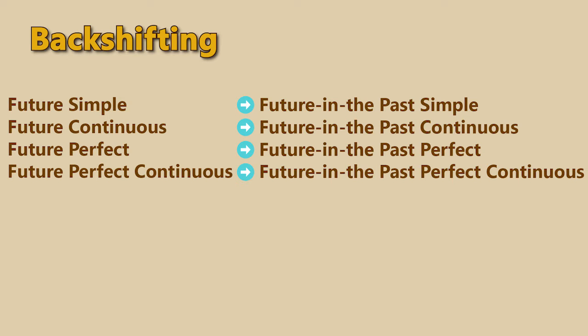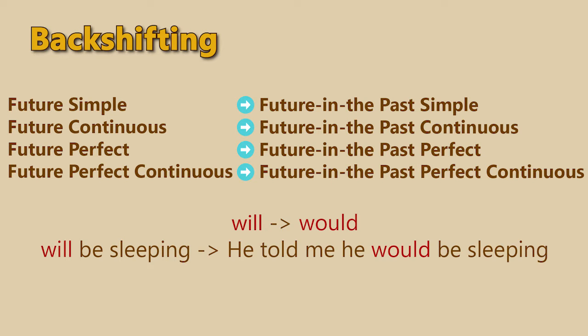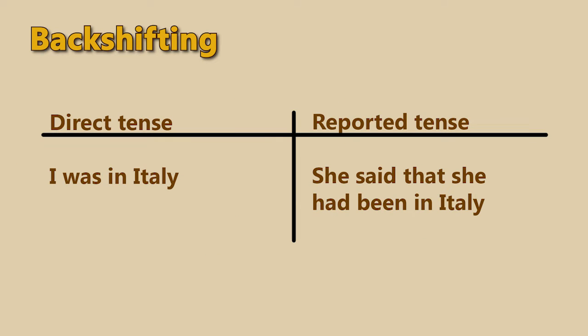Future tenses. All the future sentences have the verb will in them. What's the past of will? Would. So we change will to would. For example, "will be sleeping". He told me that he would be sleeping. Let's keep going with a few more examples.